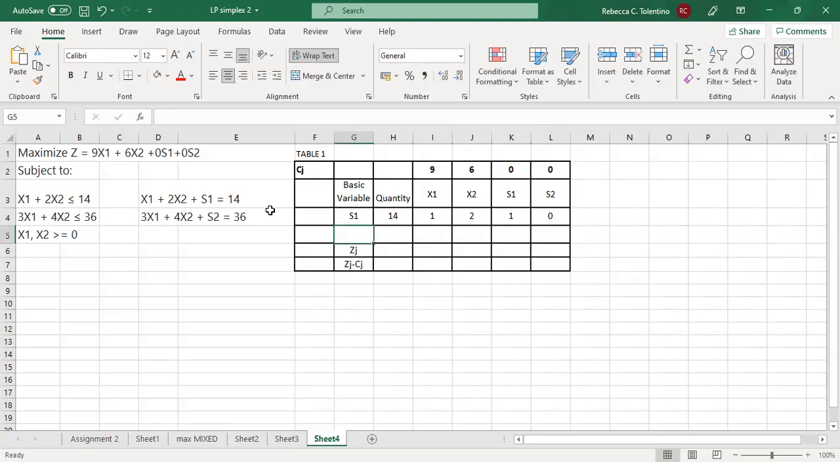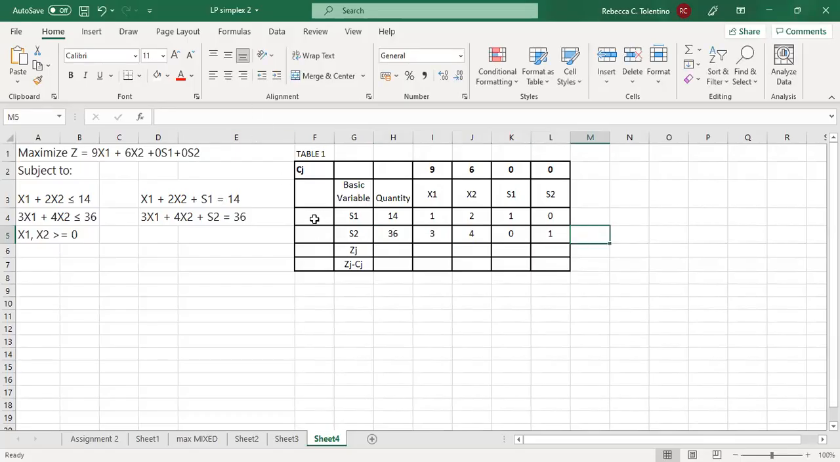And for the next constraint, in addition to the original decision variables, we added s2. So that's what we will enter under the basic variables. For the right-hand side, we have 36. For x1, we have 3. For x2, we have 4. We don't have s1, so we write 0. And then we enter 1 for s2.